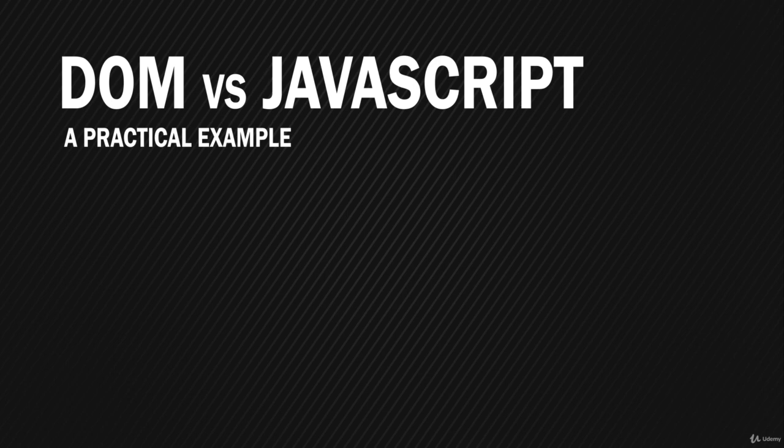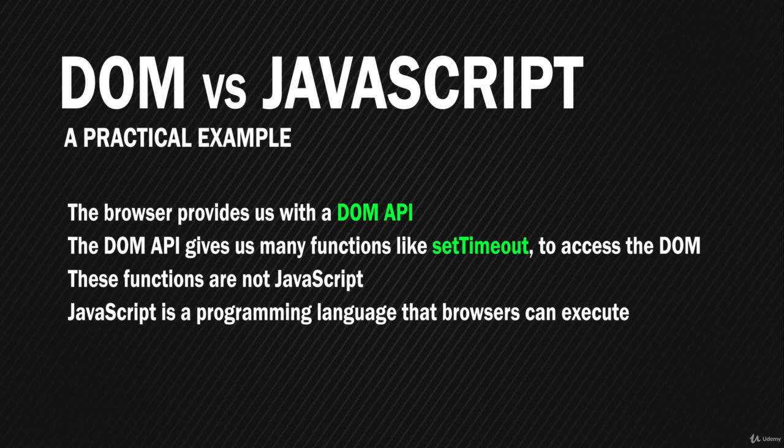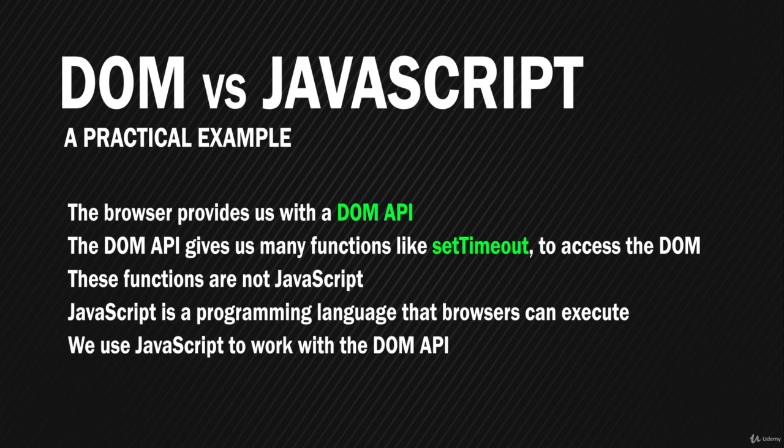As a quick recap, the browser provides us with a DOM API. And the DOM API gives us many functions. One of those functions that we've seen is setTimeout. And we use these functions to access the DOM. In this case, we access that new window. But importantly, these functions, like setTimeout, like getElementById, which we're going to see later, are not JavaScript functions. We know, taking a step back, that JavaScript is just a programming language that browsers can execute. And we use JavaScript to work with the DOM API.